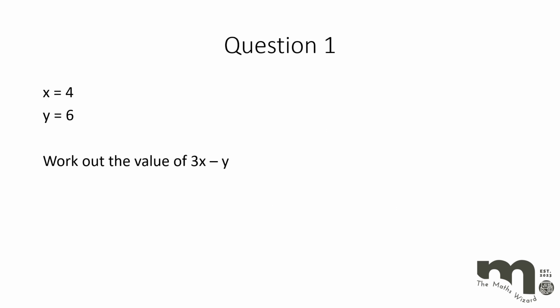Okay, so if we take a look at this example here then, in this example x is 4, y is 6, and we need to work out the value of 3x times y. So what we've got here is an example of an expression. The way to identify an expression is that it will not have an equal sign. We won't know necessarily what x and y will be in every single circumstance, but in this particular circumstance, x is 4 and y is 6. So I'd like you to work out the value of 3x minus y.